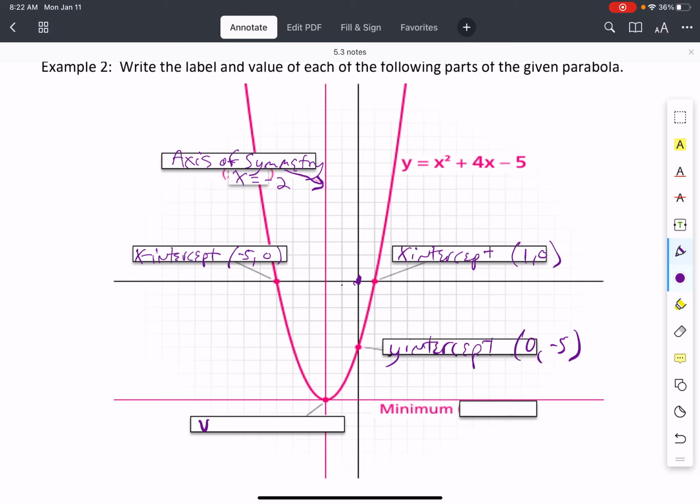Am I going too fast? No, I just don't know how to write numbers. Okay. I don't either, apparently.